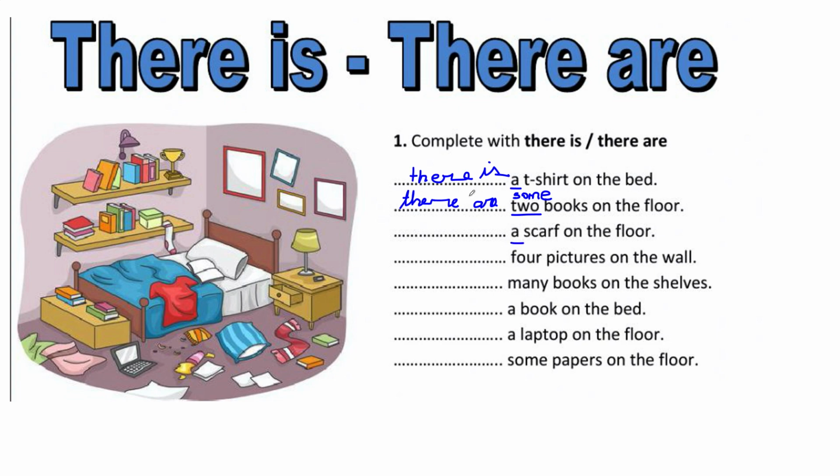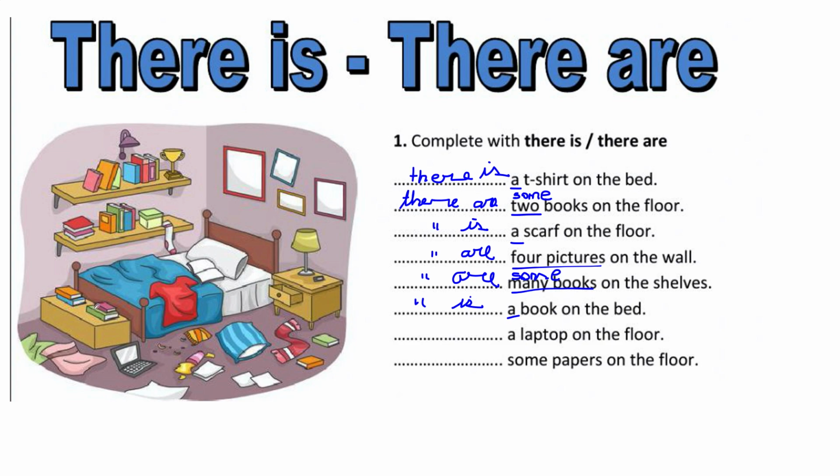Remember, this is when you don't know the exact number, okay? A scarf, so definitely there is. 4 pictures on the wall, 4 pictures, plural, so we say there are. Many books, many is similar to a lot of, or you can also replace it using some. Some books, so definitely there are. A book on the shelf, singular. Okay, so you say there is.